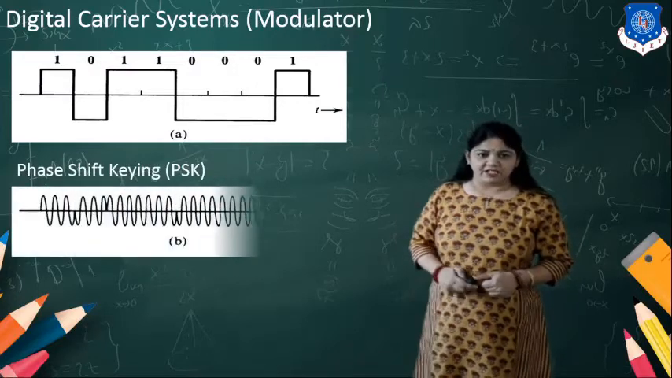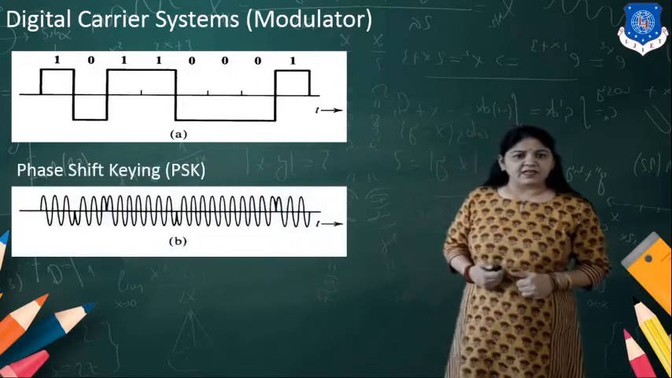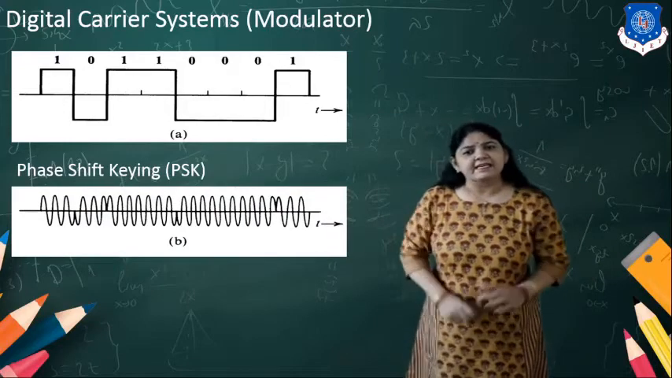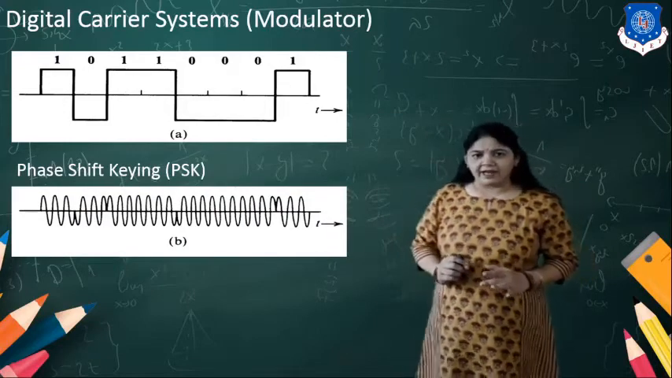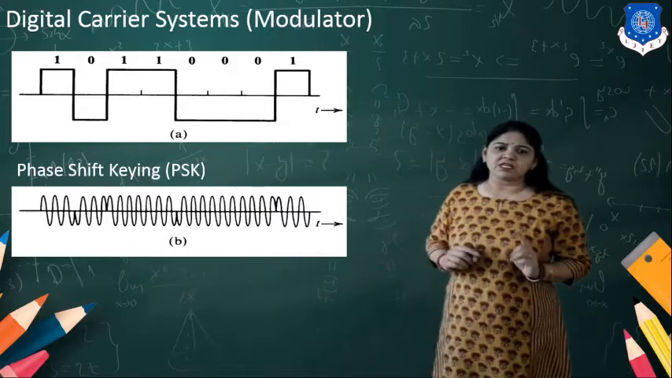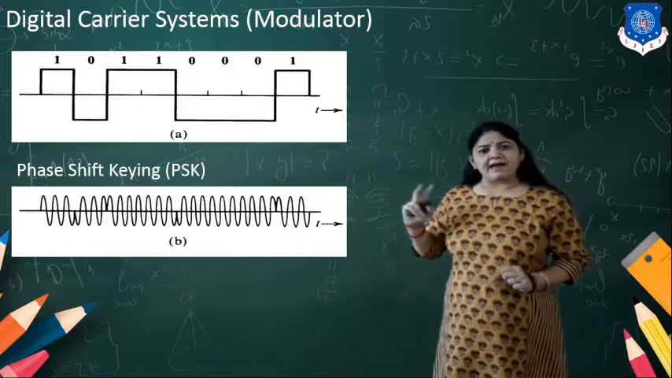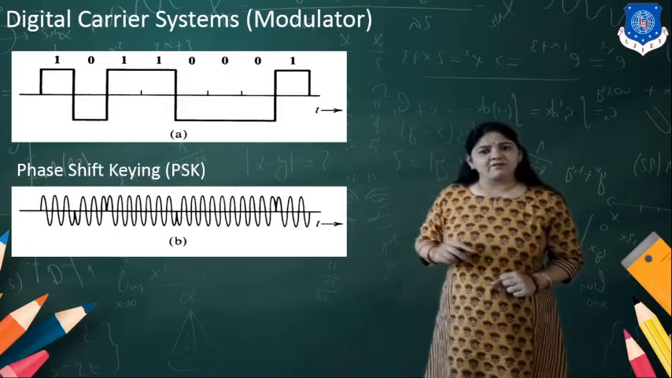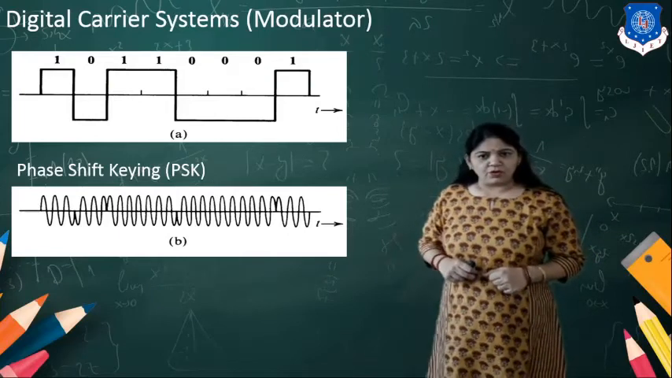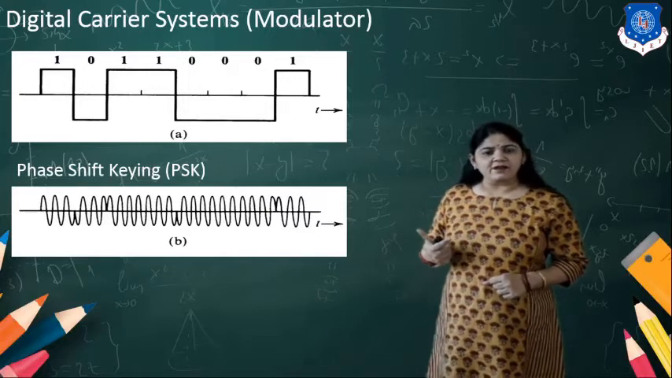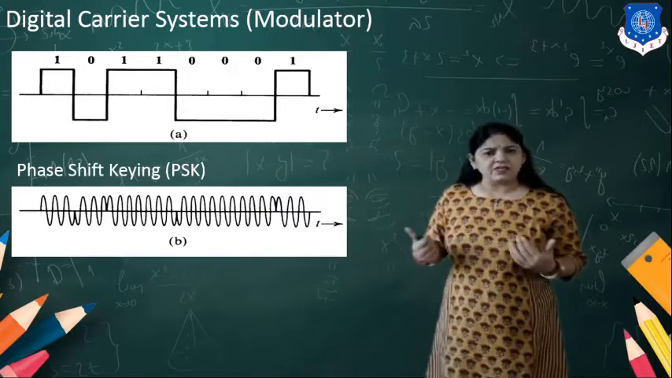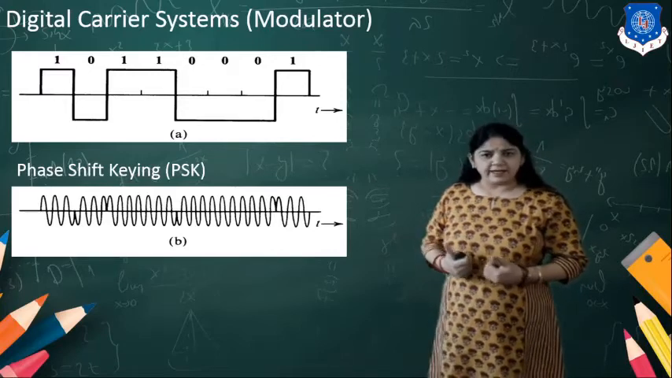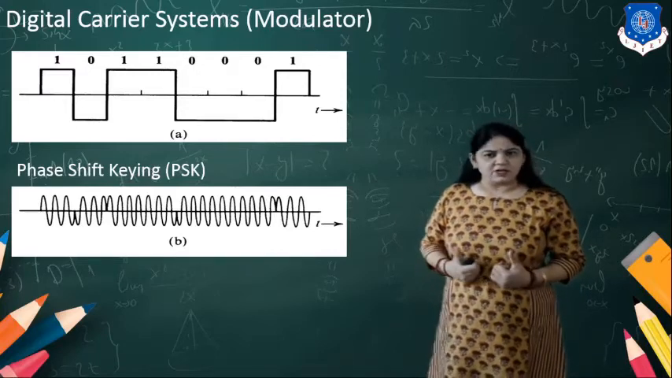Similarly, the phase shift keying. In phase shift keying for binary data, that is 0 and 1, the total phase shift is 360 degrees. We have two binary data, so it is 360 divided by 2. For the 1, we can have a 0 degree phase shift, and we can keep a 180 degree phase shift for the 0 data.